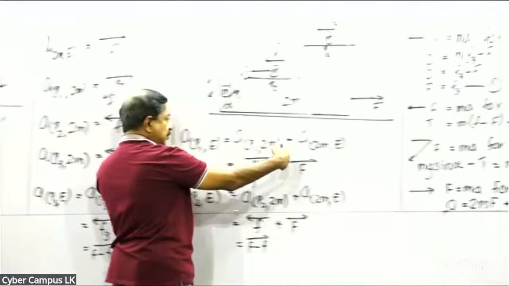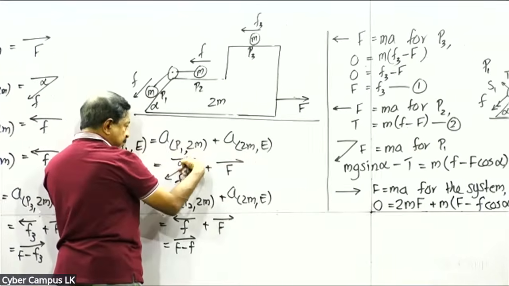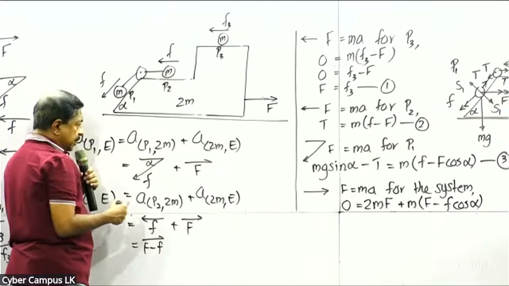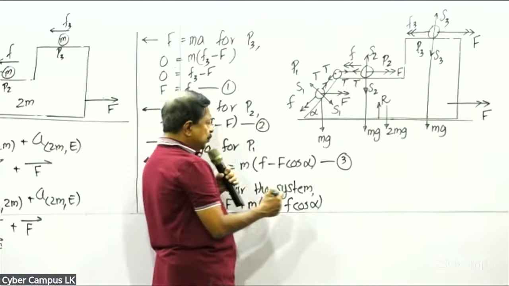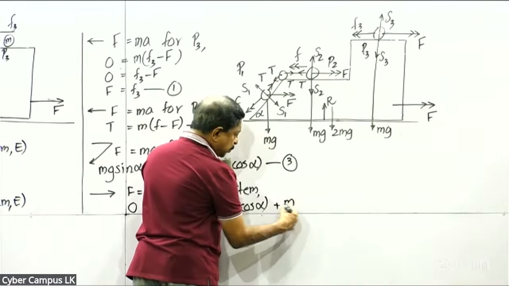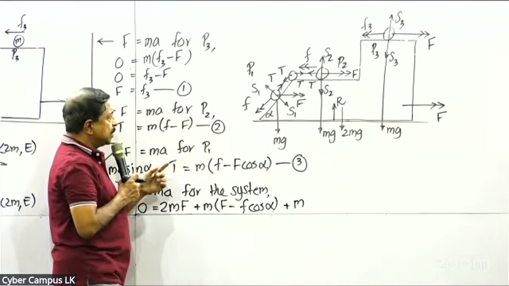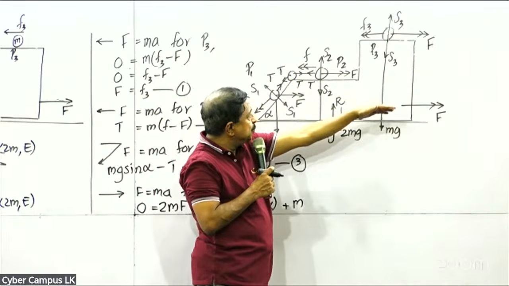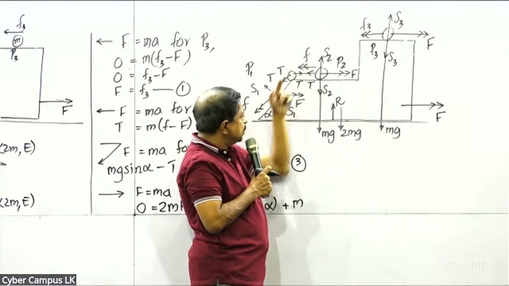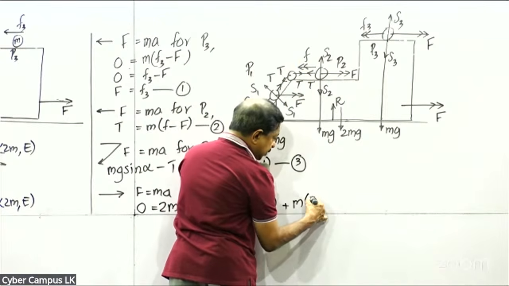Here, if you resolve it like that, capital F cos alpha, it is in the other direction. Now we go for P2. Again, the mass is m. It has two components. So I am applying the equation this way. So capital F minus simple F is its acceleration.